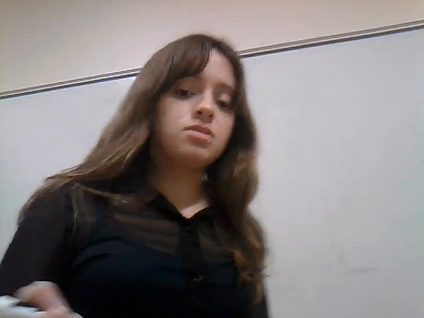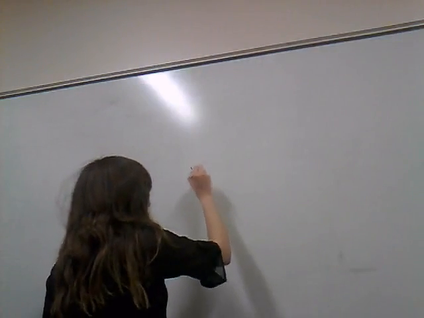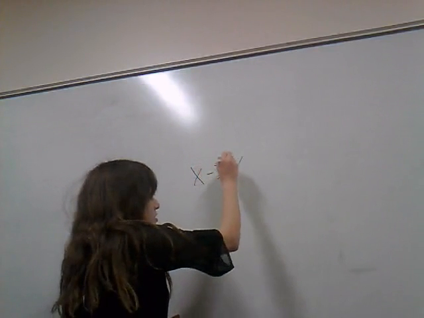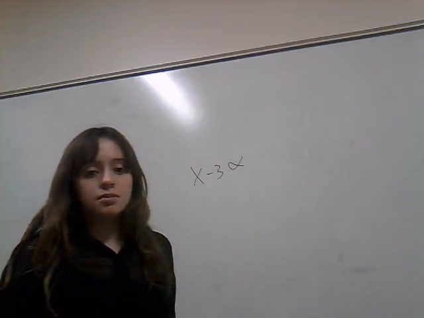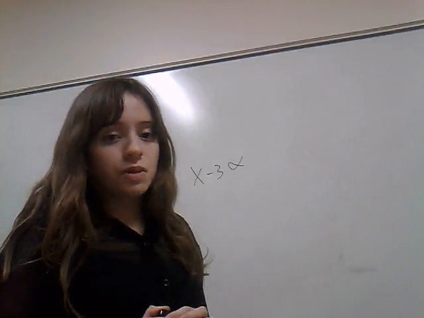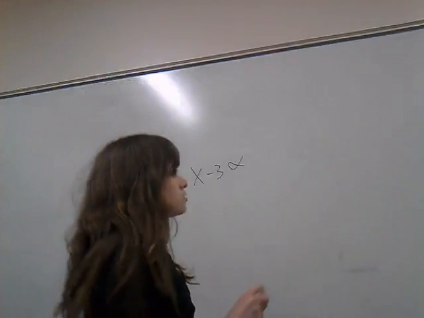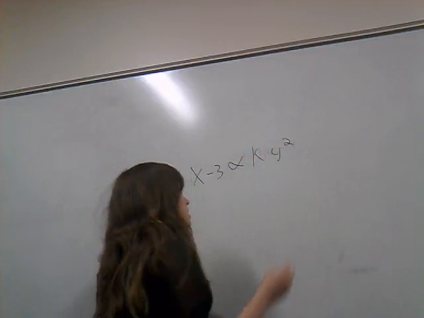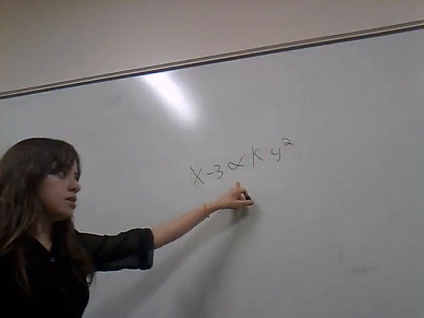So x minus 3 is directly proportional to, and the symbol for that is this. And then it says it's directly proportional to the square of y. So you would write k times y squared. Now let me explain to you why this works the way it does.